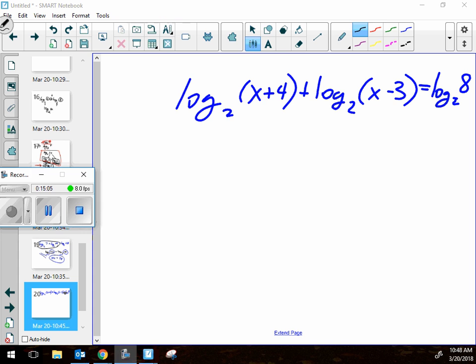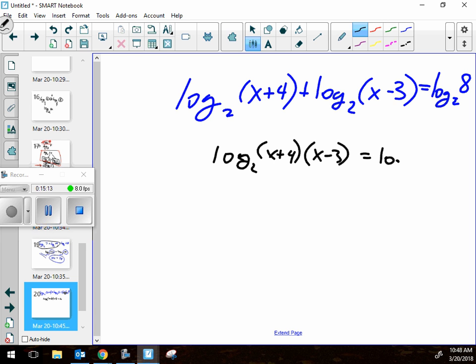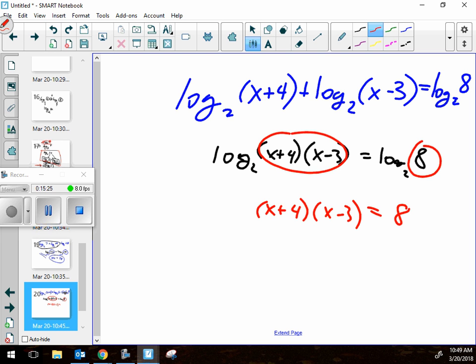Okay, let's get started. Log base 2 of x plus 4 times x minus 3 equals log base 2 of 8. And these are not canceling, but that must equal that. So I'm going to rewrite that as an equation: x plus 4 times x minus 3 is equal to 8. And can I just say the answer is negative 4 and positive 3? No, because it doesn't equal 0. That only made this side equal 0, and 0 is not equal to 8. You know what I mean? So we've got to multiply it all the way out.